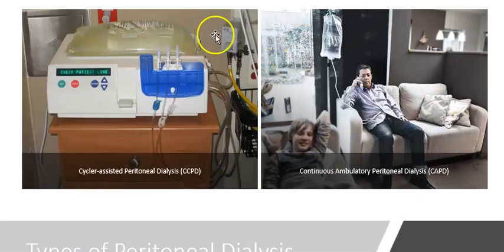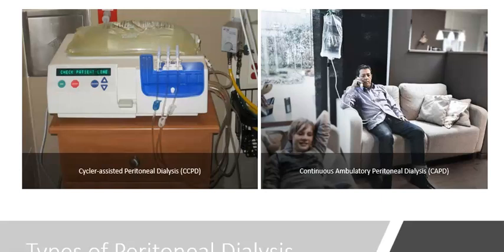This shows you a picture of PD being done at home. This is your CCPD, what one might look like. The CCPD is just a machine. It's a cycler. It just cycles everything. It's usually done at night while you sleep.